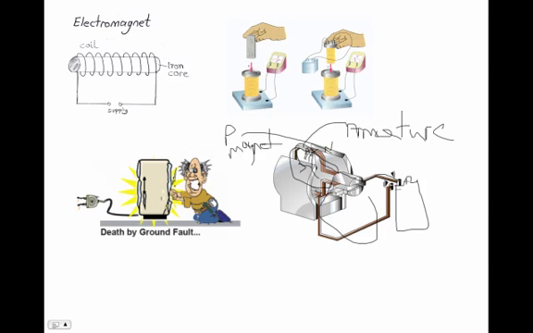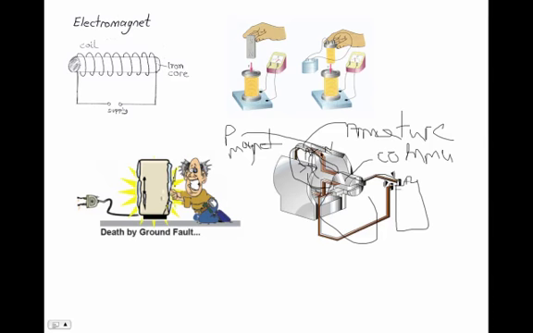But then we want it to keep going in the same direction. So this commutator is what this is. It's a split ring. Will reverse the current in the electromagnet. So once it gets here, it's going to turn, and eventually it's going to be south, which will keep pushing it. So this is the commutator. Commutator.